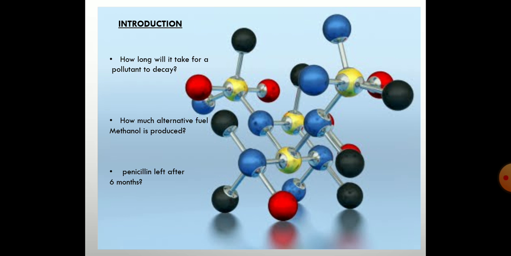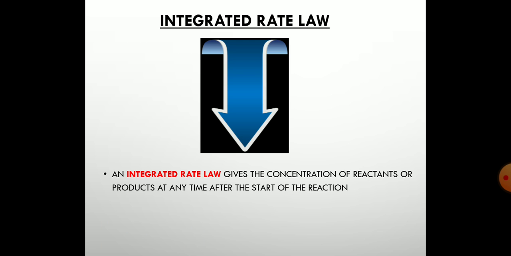While studying these, the questions that pop up in our mind are: we often want to find how the concentration of a reactant or product varies with time. For example, how long will it take for a pollutant to decay? How much of the alternative fuel methanol can be produced in an hour from alcohol in an industrial process? How much of the sample of penicillin will be left after 6 months? These questions can be answered by using formulas derived from the experimental rate law for the reactions.